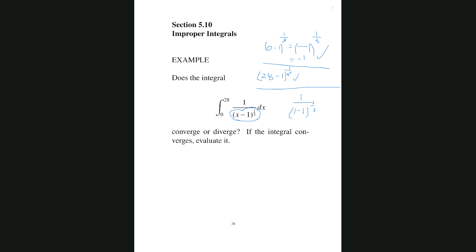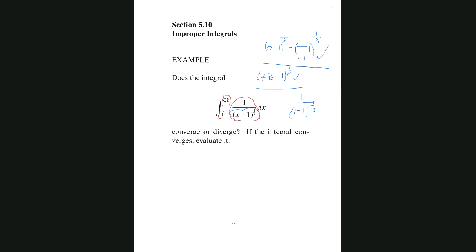This function, 1 over x minus 1 to the third power, is not defined at x equals 1. And x equals 1 falls between the limits of 0 and 28. So that's another example of an improper integral. If the function's not defined between the limits, it has an asymptote at x equals 1. Well, 1 is between x equals 0 and x equals 28. That also makes the integral improper.